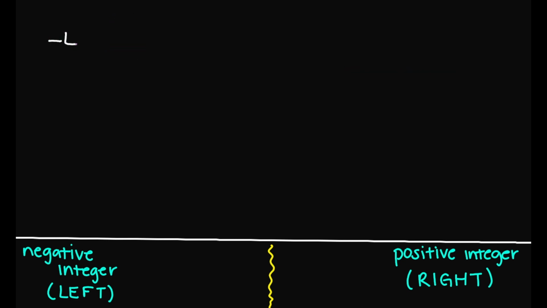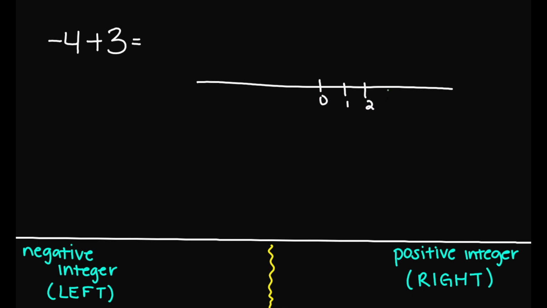Let's try -4 plus 3. Let's go ahead and get our number line ready. So my 0 is here, 1, 2, 3, 4, 5, and I'll stop here for now. Then we have -1, -2, -3, -4, -5, and I'll do -6, and we'll stop here for now. So first, I'm going to locate my -4, which is what we have here. So my -4 is right here.